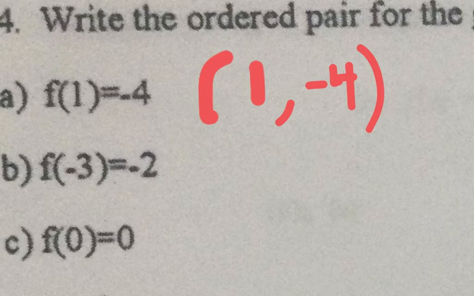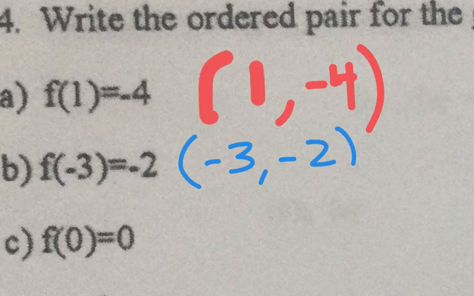Okay, what do you get for B? Just the ordered pair. Negative 3, negative 2. So I put in a negative 3 as my input, and I got out negative 2 as my output. So that's the ordered pair: negative 3, negative 2.